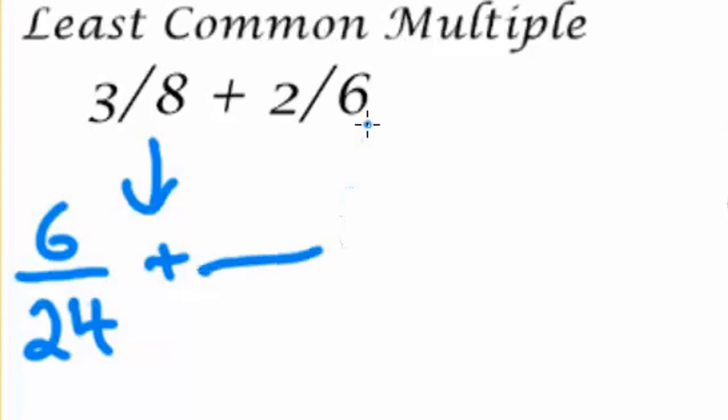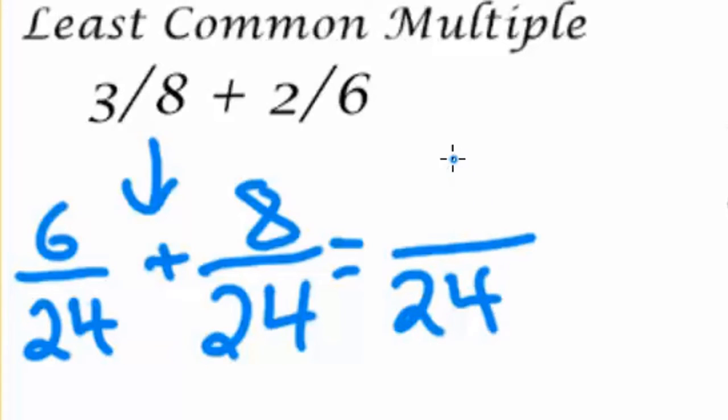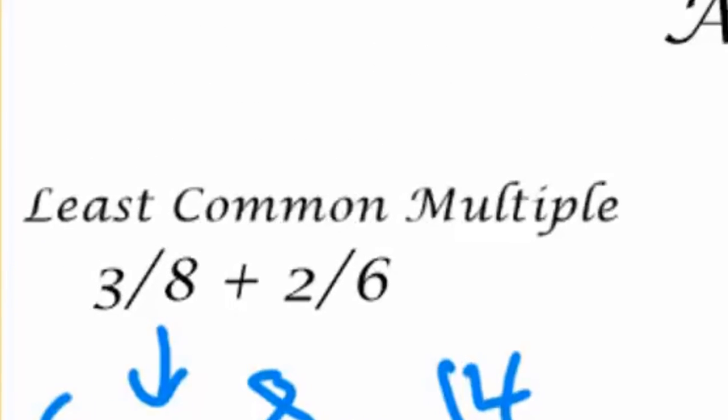But how do I go from 8 to 24? I times by 3. So my numerator for the first fraction is 9, and my numerator for the second fraction is going to be 8, because 6 times 4 gave me 24. Now that my fractions have the same denominator, I can simply add the two together, 24 is the denominator, and get 17.